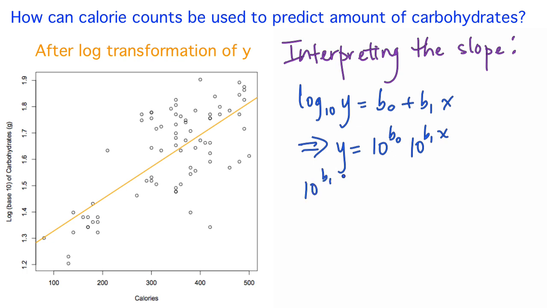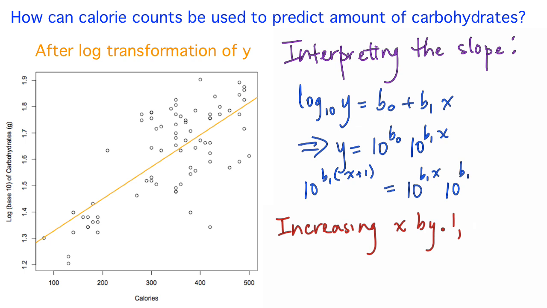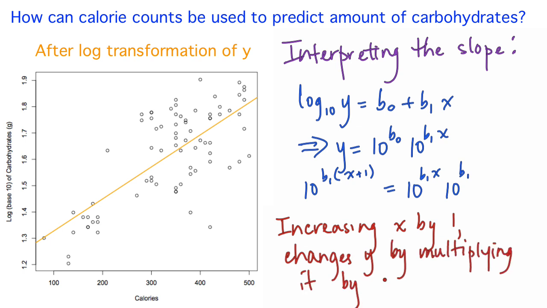So then increasing x by 1 is equivalent to multiplying this expression by 10 to the exponent b1, our estimated slope. So we're changing y by multiplying it by 10 to the exponent b1 when we increase x by 1.